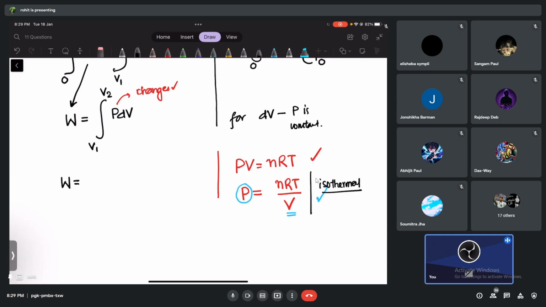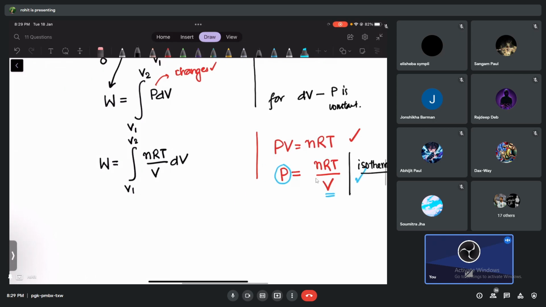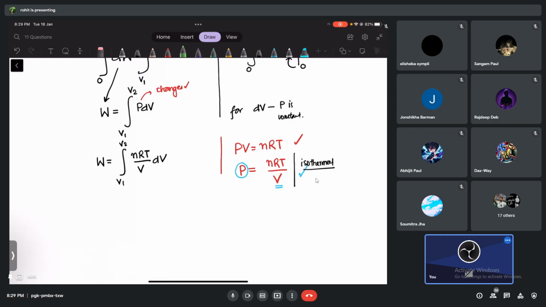So now tell me, guys, can I do this substitution or not here? Allowed or not allowed? At any point of time, my pressure can be written as nRT by what, guys? Volume at that moment, and then I can write dV. I think this part is clear. Just check, guys, in place of P, sir.